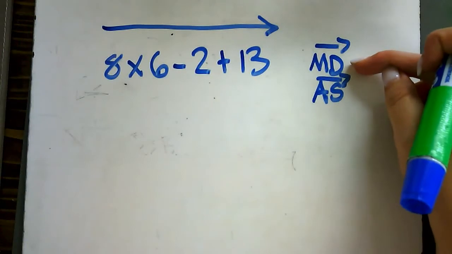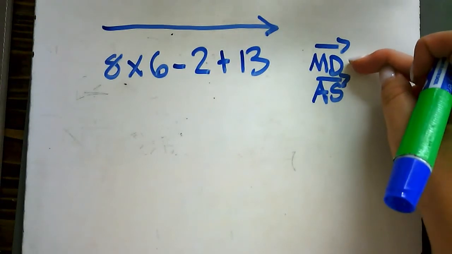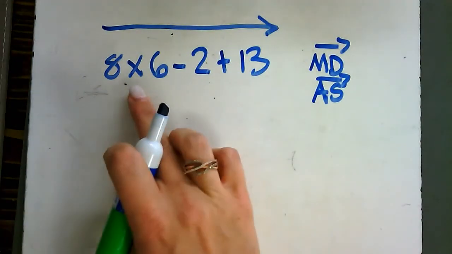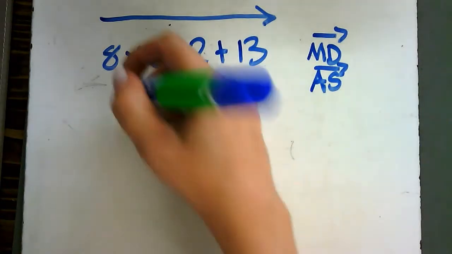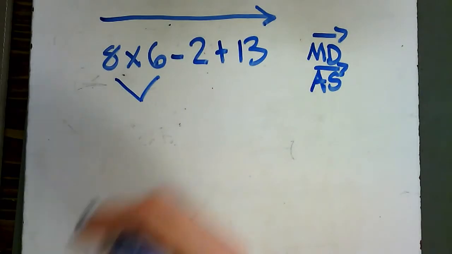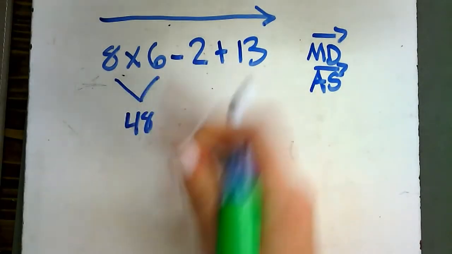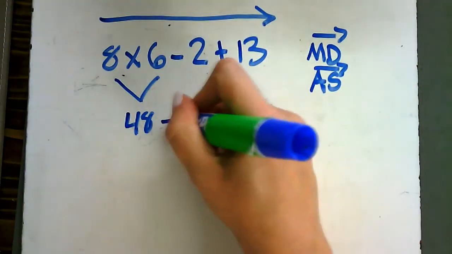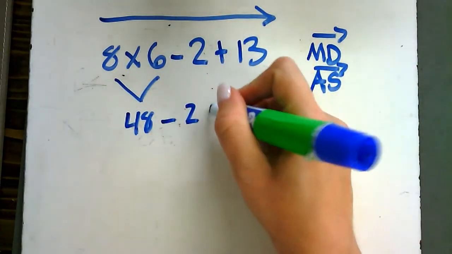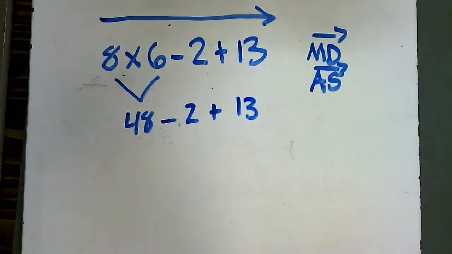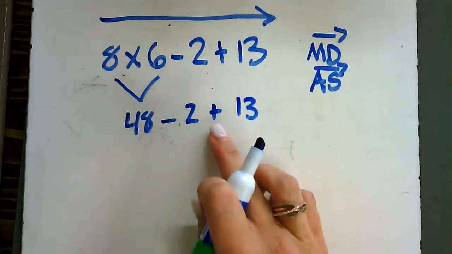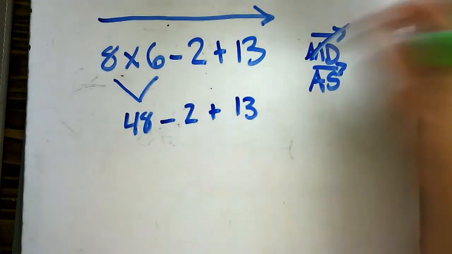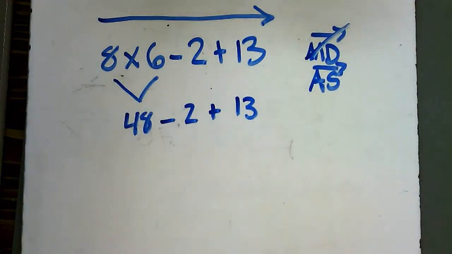All right, using our order of operations strategy, I'm going to solve all multiplication and division first, looking from left to right. The very first operation I see is multiplication, so that's the one I'm going to solve first. 8 times 6 is 48. I bring everything else down, so I bring down the minus 2 plus 13. Now I'm going to look back through it. I have a subtraction sign and an addition sign, so I'm all done with multiplication and division. So I cross it out.